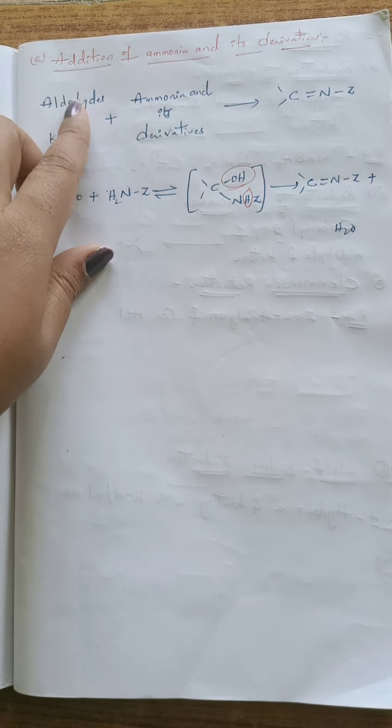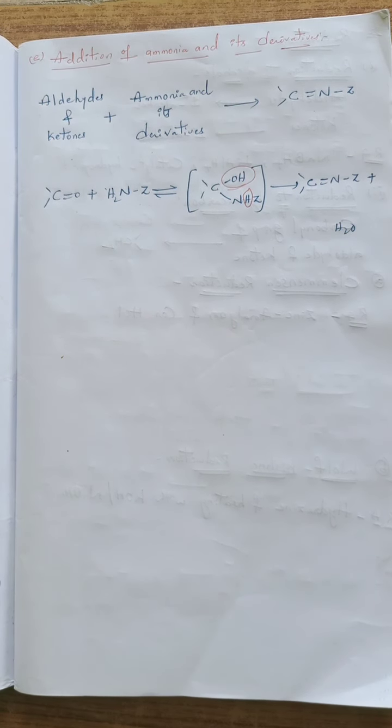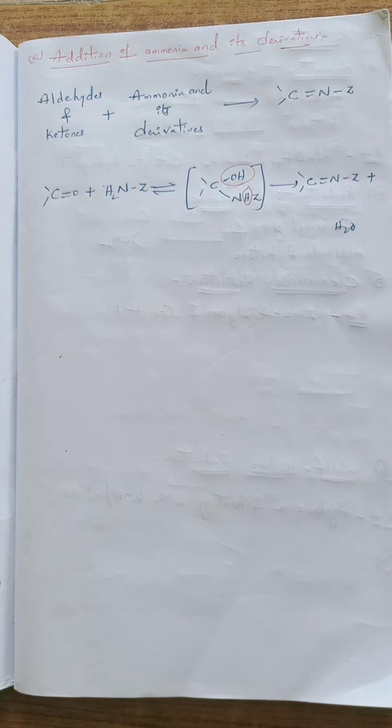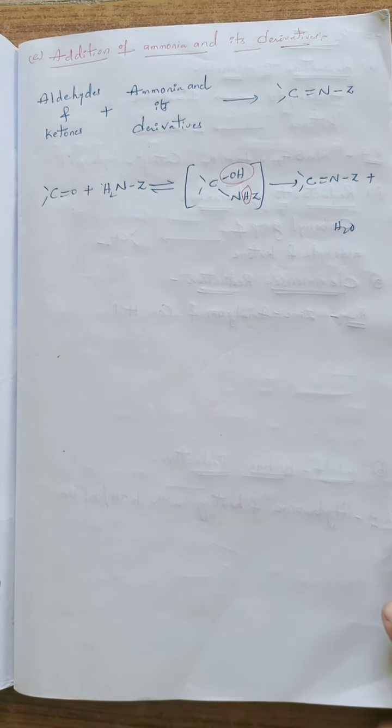In the last classes we have seen the addition of hydrogen cyanide, addition of sodium bisulfite, addition of alcohols, and addition of Grignard reagent. Now in this session we will see the addition of ammonia and its derivatives.